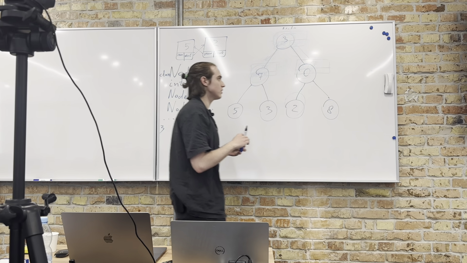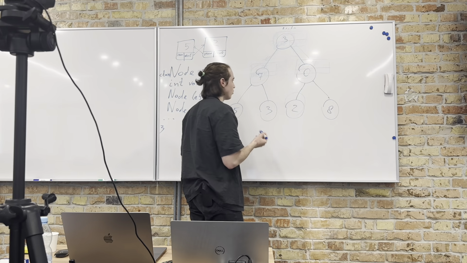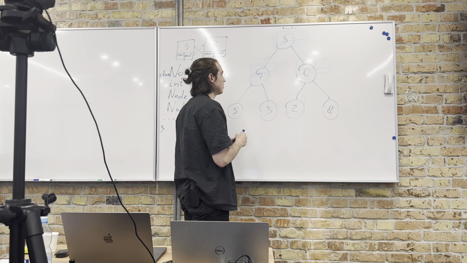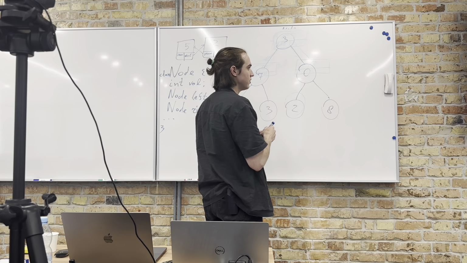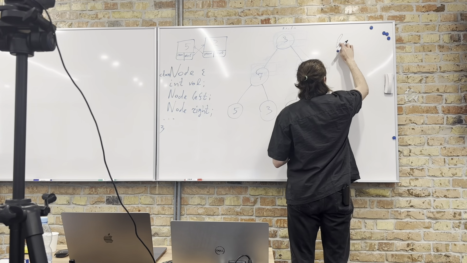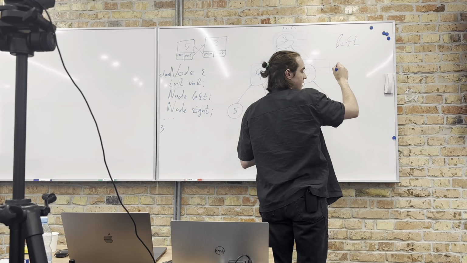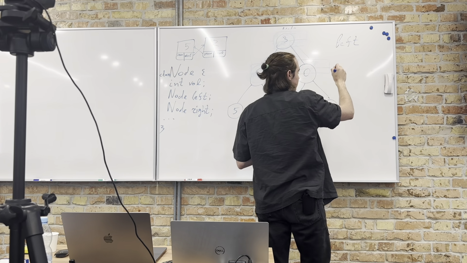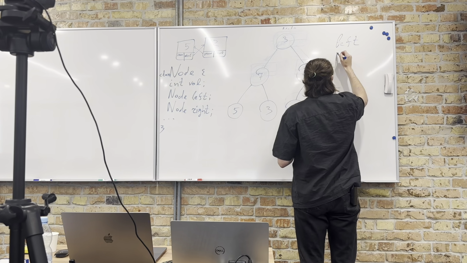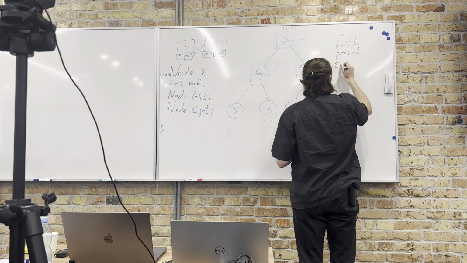If we create some form of pseudocode, it will look like: we go left, then we print, then we go right.